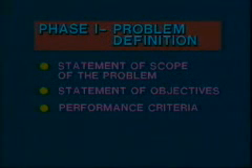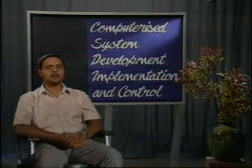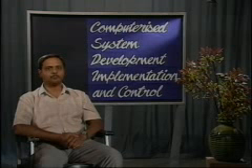Coming to Phase 1, that is problem definition, the following points are salient: statement of scope of the problem, statement of objectives and performance criteria. Before a system analyst comes to grips with the problem, it is important for him to understand the nature of the problem and the resources available to solve it completely.